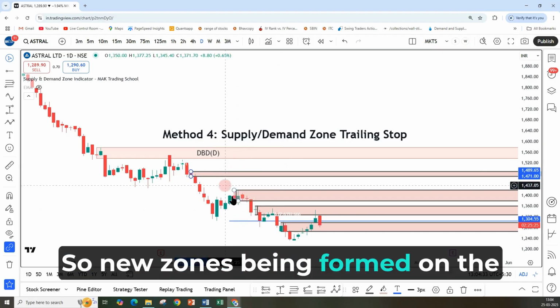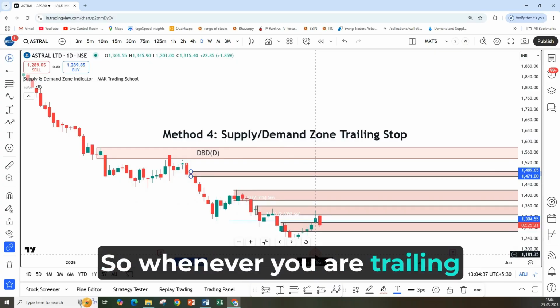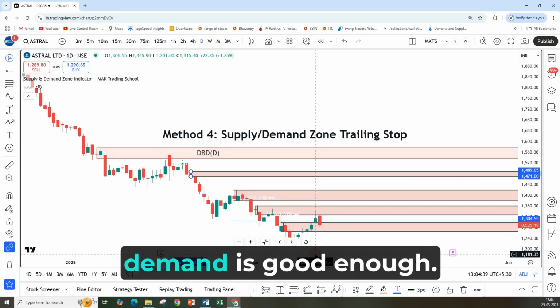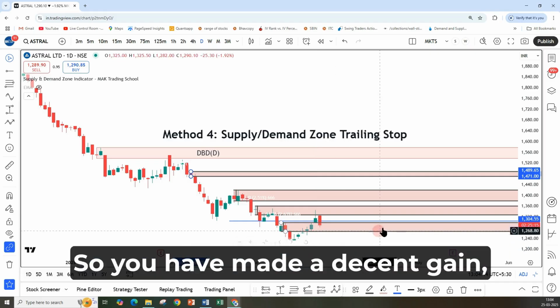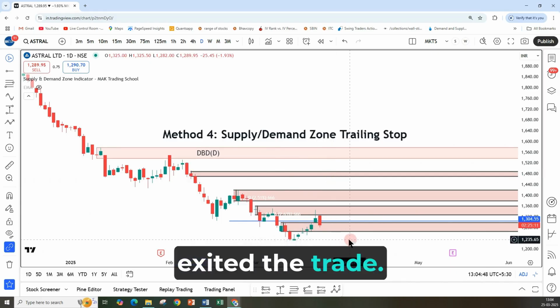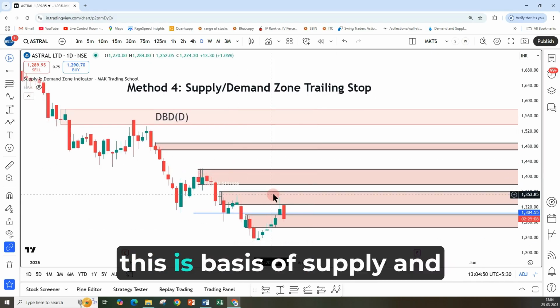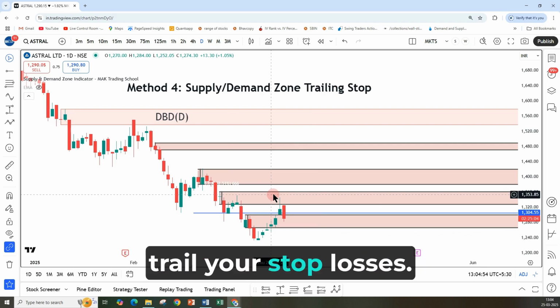So new zones being formed on the way can be used for your trailing stop loss. So whenever you are trailing based on supply and demand, a picture of supply and demand is good enough. Don't need to find explosive levels. So you have made a decent gain, quite a good move, and now exited the trade. So friends, this is a basis of supply and demand zones that you can also trail your stop losses.